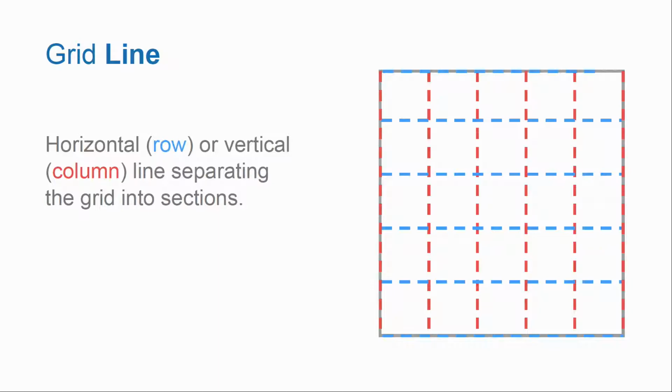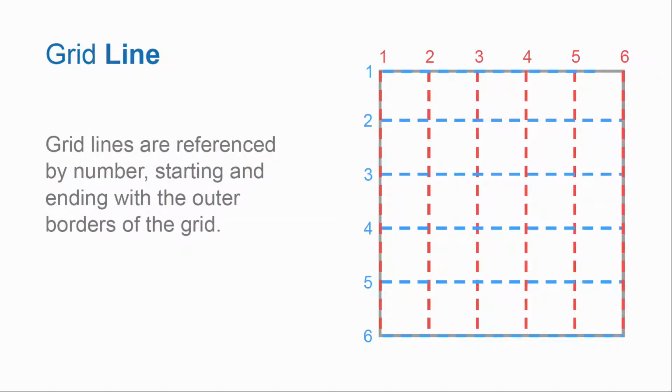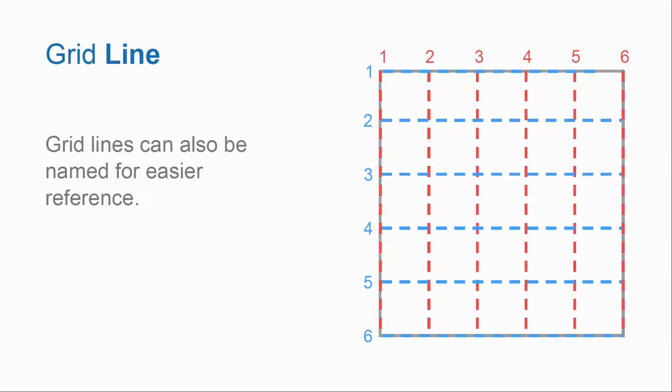So the grids are set up with grid lines. They're either horizontal or vertical lines. This is what separates the grid into sections. And they are referenced by number, starting and ending with the outer borders of the grid. So in this example, we're looking at a 5x5 grid, but you're going to have 6 grid lines. And you'll see how those come into play a bit later. So it starts with the very first one and goes to 6. And later on, we'll also have a look at how they can actually be named for easier reference.